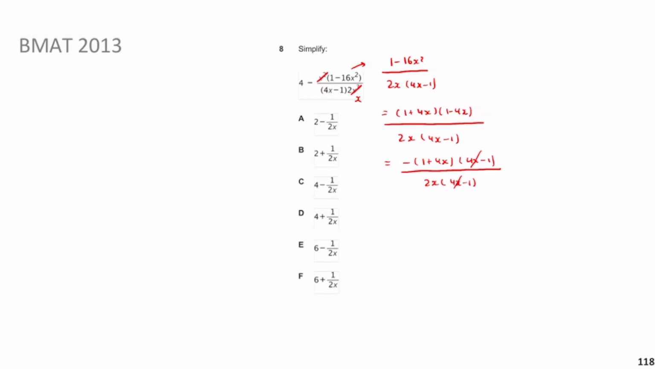So now what we're left with, guys, is 4 minus 1 plus 4x over 2x. And obviously the minus and the minus now just becomes a plus, isn't it? So you get 4 plus 1 plus 4x over 2x. Now just dealing with that, you're going to get 4 plus 1 over 2x, right? And then the 4x over 2x is going to give you 2. So you're going to get plus 2. And then dealing with this more, you're going to get 6 plus 1 over 2x. And then that obviously nicely maps on to option letter F.